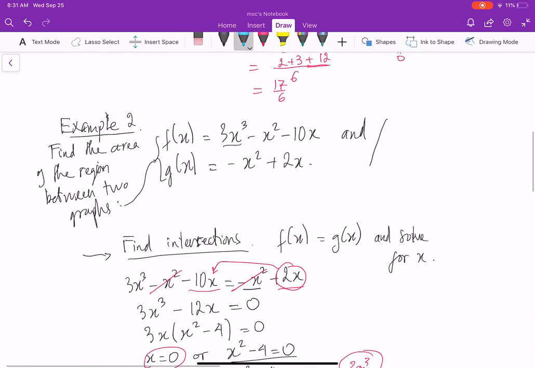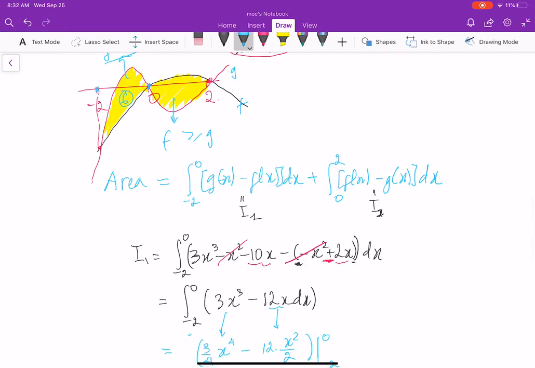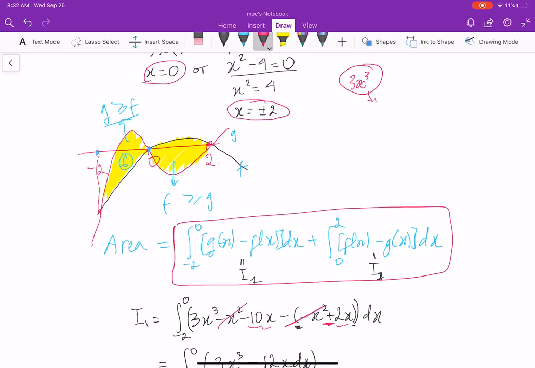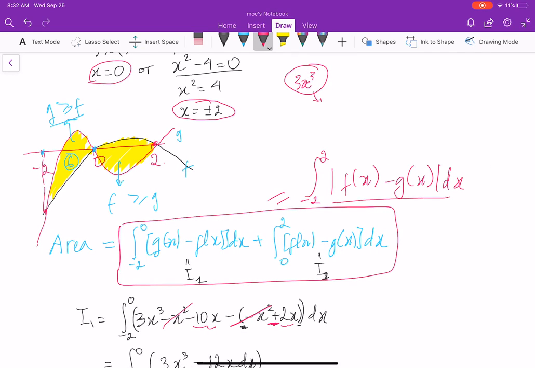And of course, basically we can write this sum as a single integral. And that looks like the integral from negative 2 to 2, and here we use the absolute value of f of x minus g of x dx. But of course, in order to evaluate this integral, we need to remove the absolute value. And how to do that? So again, we need to consider which function is bigger than the other in each interval, right? So basically, that's what we have in here.